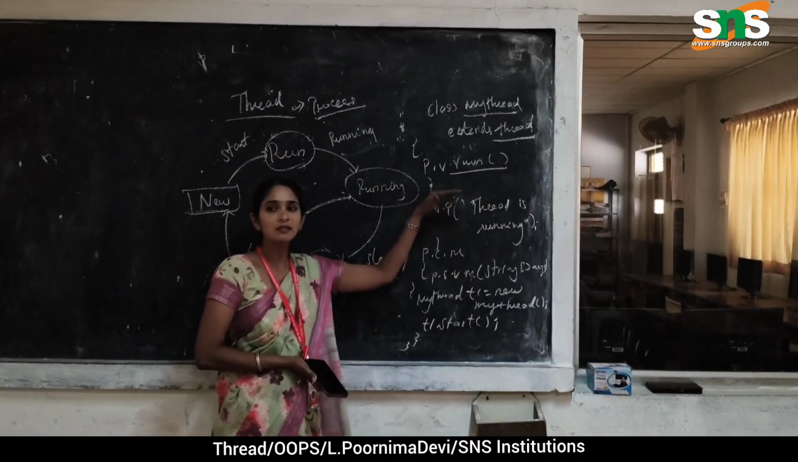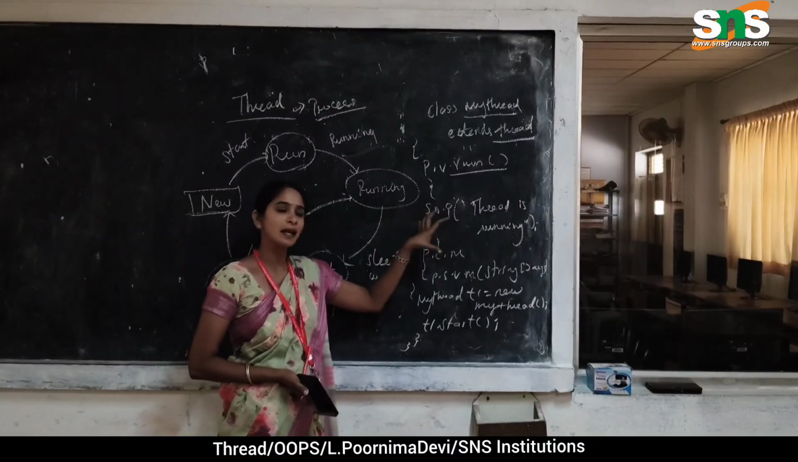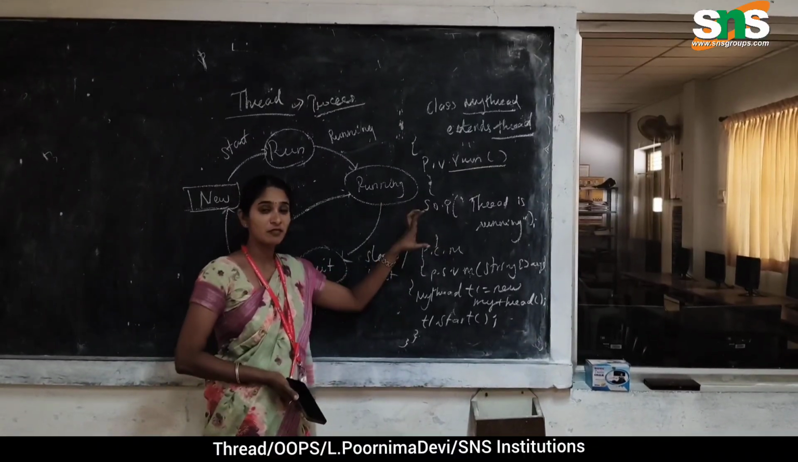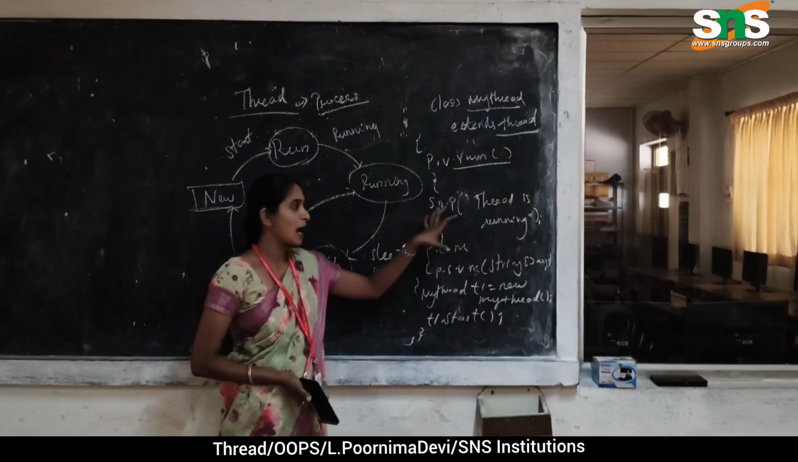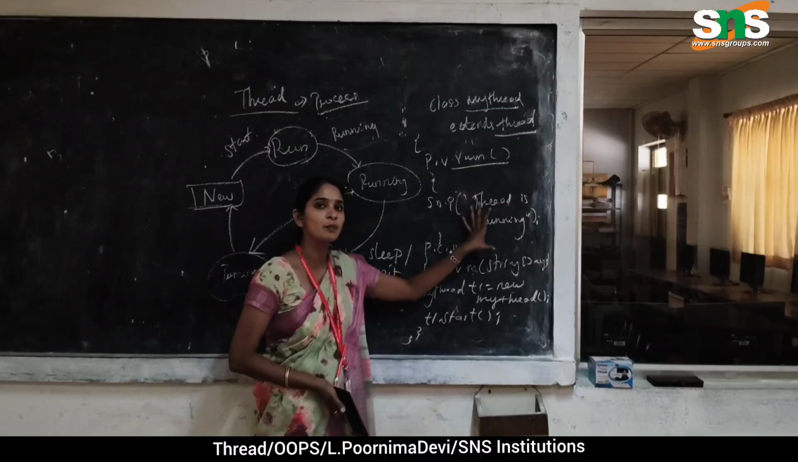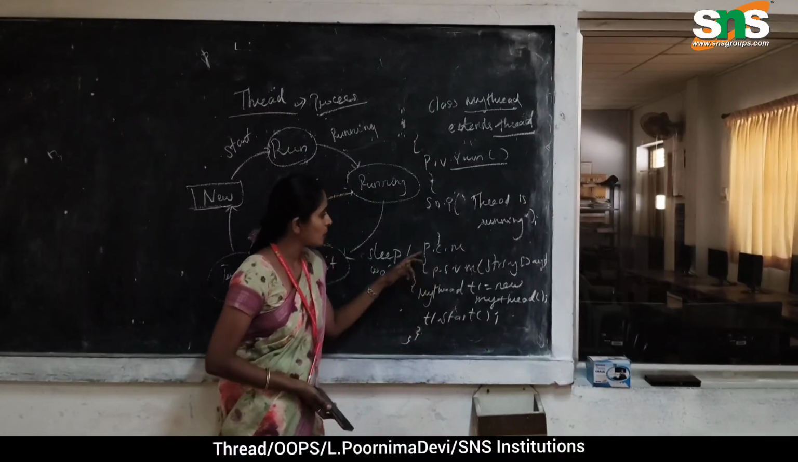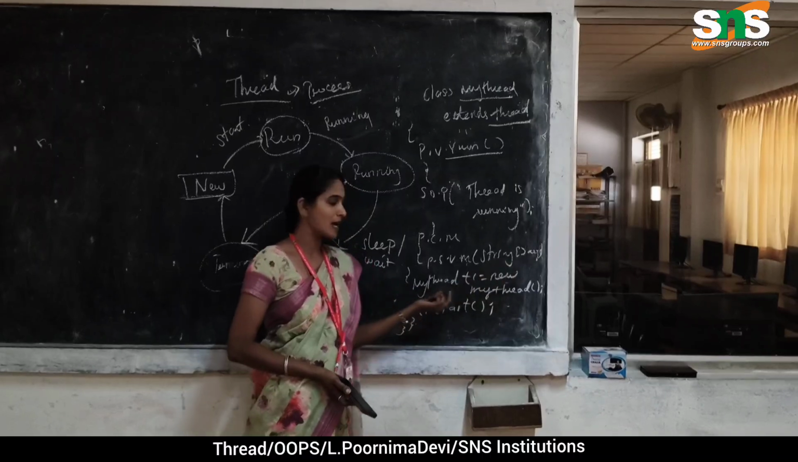This is the method we include. Inside that method we give the definition of what the process has to do. Here I just give the definition: thread is running. This is the single process running in my program. Then the public class with the main function, public static void main String args.